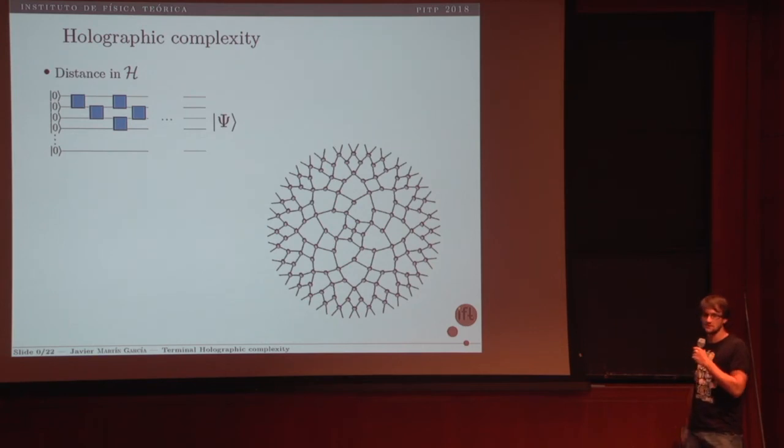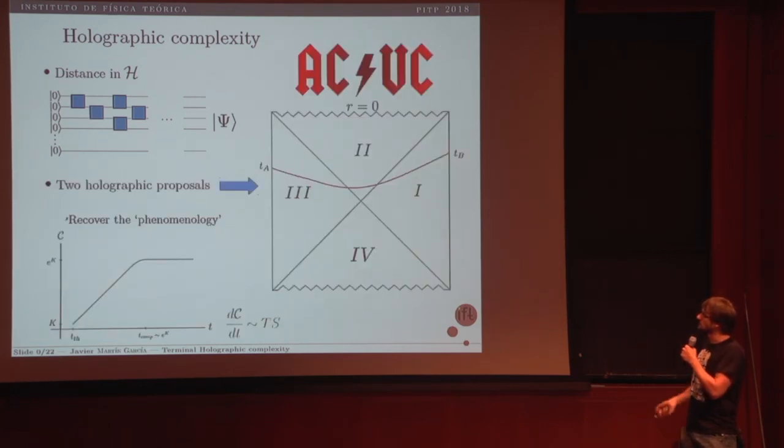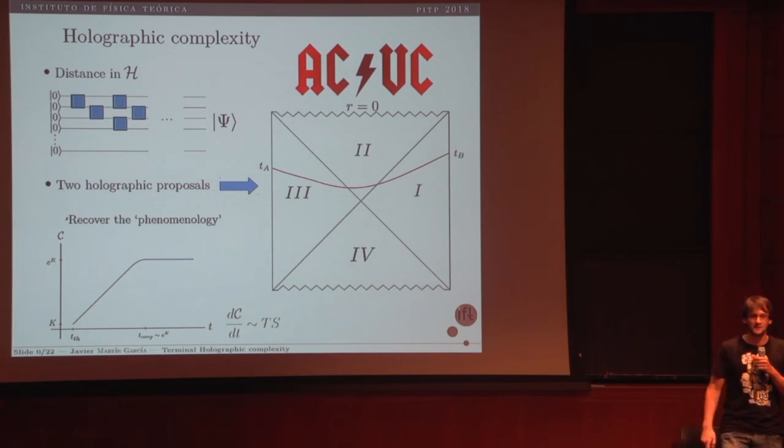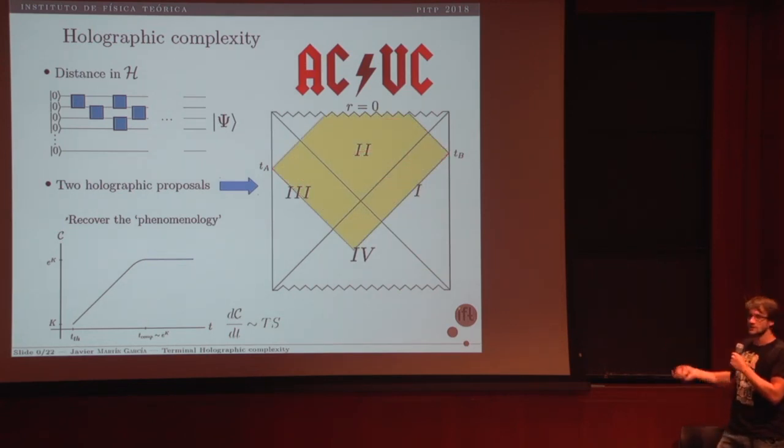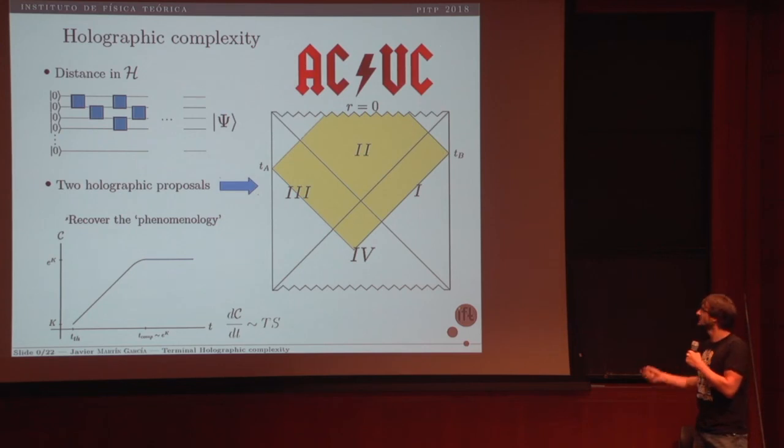Okay, so complexity, we already heard about this several times today. It's a notion of distance in Hilbert space, either measured by the length of a quantum algorithm or the size of a tensor network. And there are a couple of holographic proposals that recover the phenomenology, so-called action complexity and volume complexity proposals. I will just focus on the first one. And if you stare at this diagram long enough, you'll notice something funny, which is that this Wheeler-DeWitt patch goes all the way, on a highway to hell, towards the singularity.